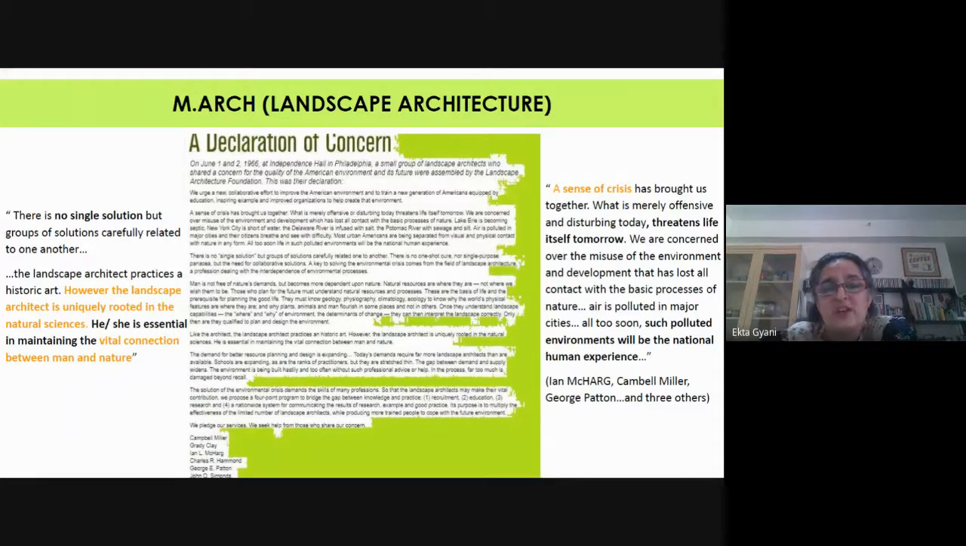There is no single solution, but groups of solutions carefully related to one another. The landscape architect practices a historical art. However, the landscape architect is uniquely rooted in the natural sciences. He or she is essential in maintaining the vital connection between man and nature. I can say this every day, and you will be saying it every day, because we can make a difference.